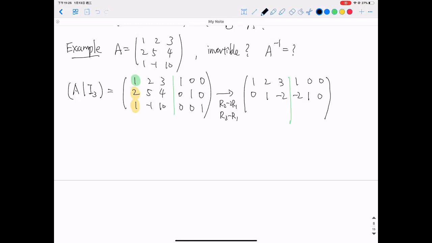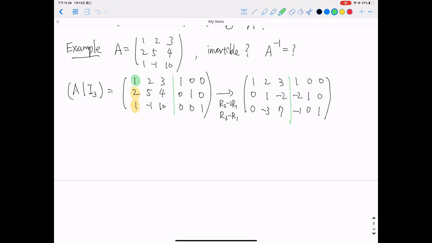Now we have to take R3 minus R1. 1 minus 1 is 0 here. Minus 1 minus 2 is minus 3 here. 10 minus 3, that's 7 here. 0 minus 1 is negative 1 here. 0 minus 0 is 0. 1 minus 0 is 1.